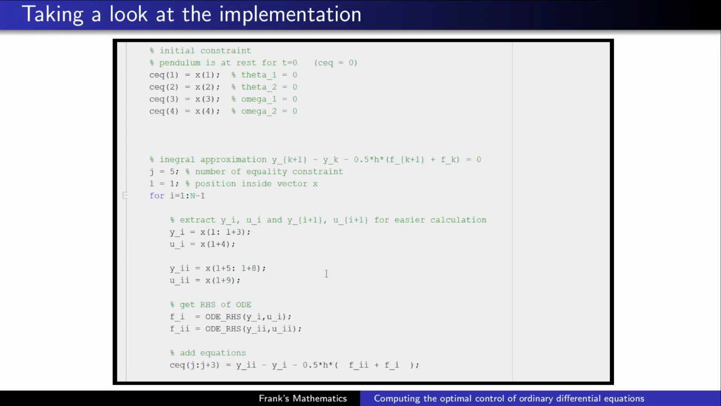And we extract, for easier calculation, yi, which is yk. Okay, there's a slight change of notation here. And yi plus 1, which is yk plus 1, which is denoted by yii. Again, y is a vector of 4 components. So for I equals 1, L is 1. So we have x 1, 2, 3, and 4. So this is our very first state vector.